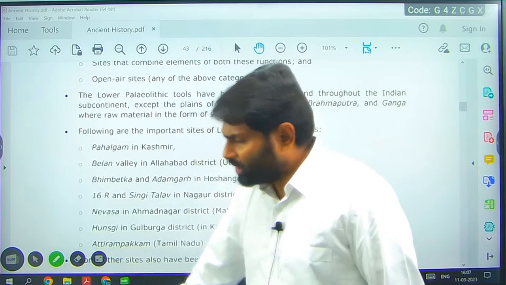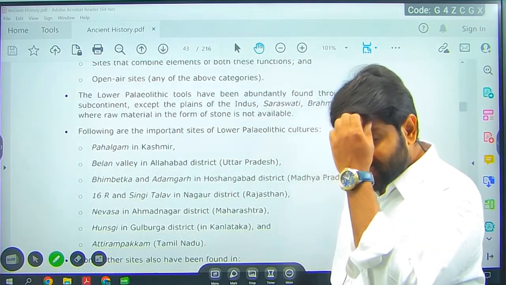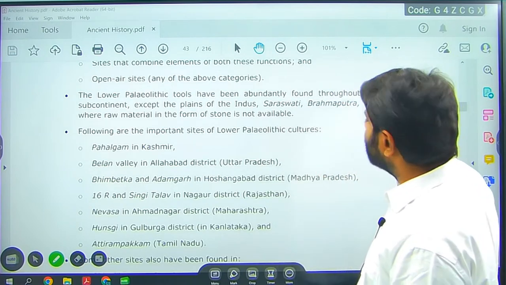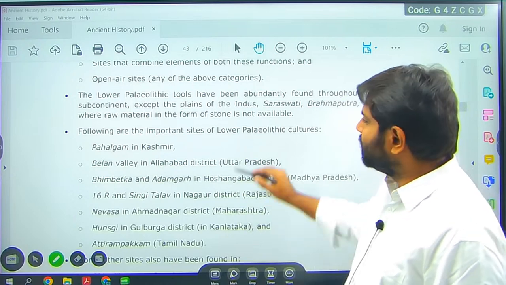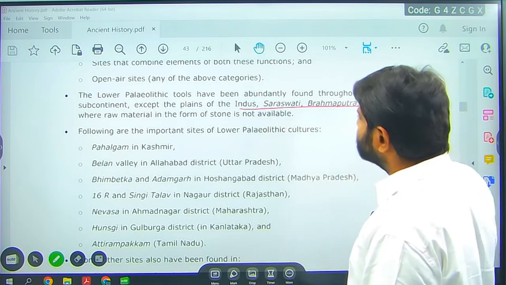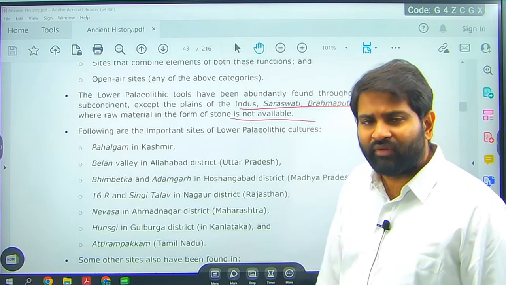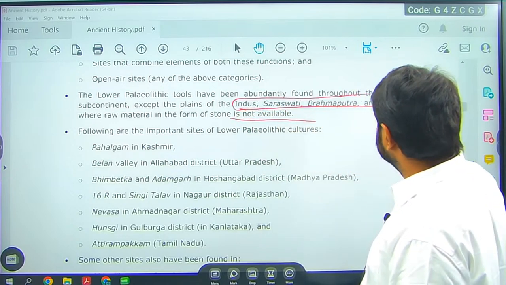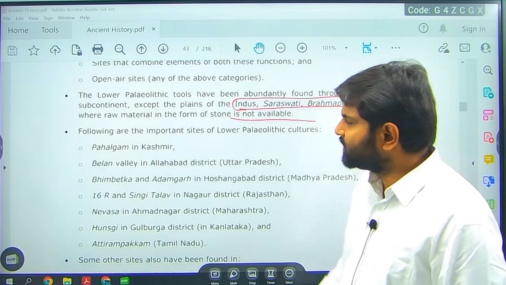So if you can see the valleys where these particular cultures are available, lower Paleolithic age sites are abundantly found throughout the Indian continent, except, remember, except in Indus, Saraswati, Brahmaputra, Ganga, where raw material in the form of stone is not available. These are plains. That is the reason why.